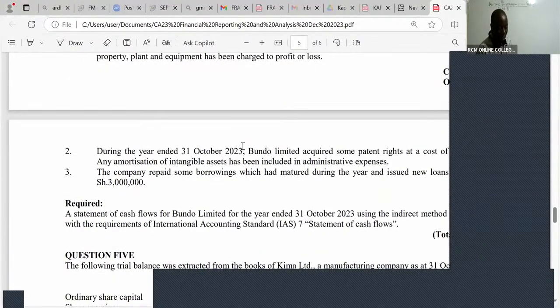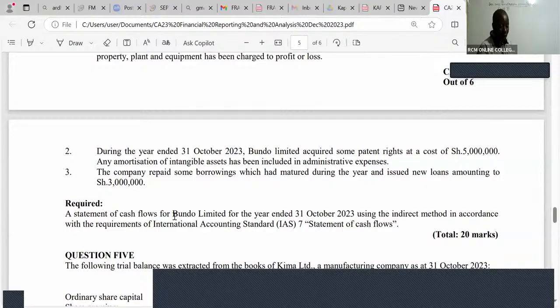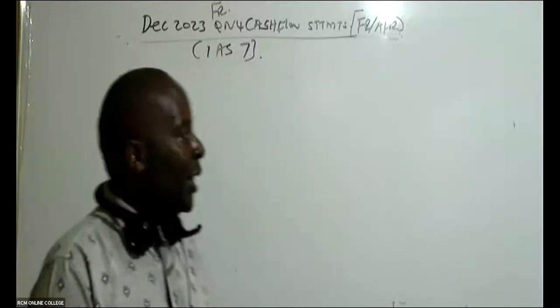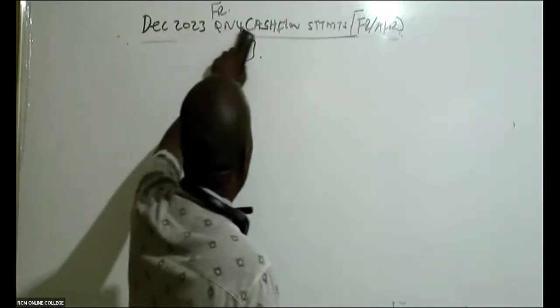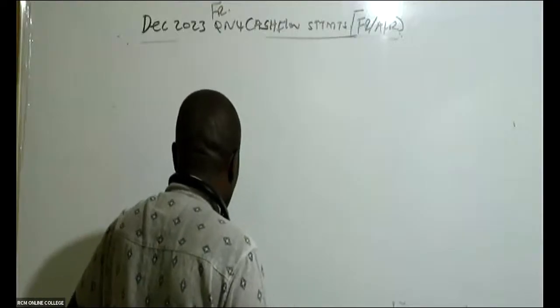So what do they want me to do? I'll always start by reading the requirement. They want me to give them a statement of cash flows for Bundo Limited for the year ended 31st October 2023, using the indirect method in accordance with International Accounting Standard 7, Statement of Cash Flows. So our cash flow statement will have 3 sections.